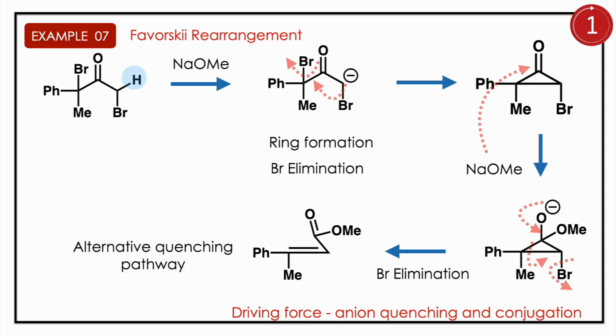So the anion has to be quenched. It is quenched as carbonyl by the ring opening. Ring opens by the elimination of bromine. It's an alternative quenching pathway. You end up with alpha, beta unsaturated ester. So you start from ketone, end up with alpha, beta unsaturated ester. This kind of product will be obtained when you have two leaving groups.